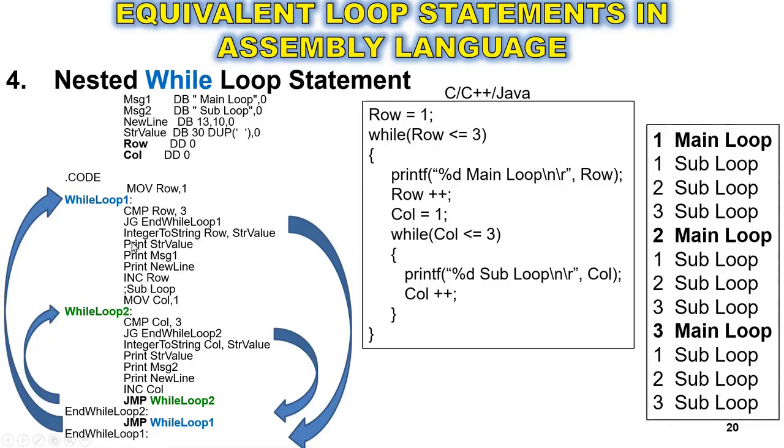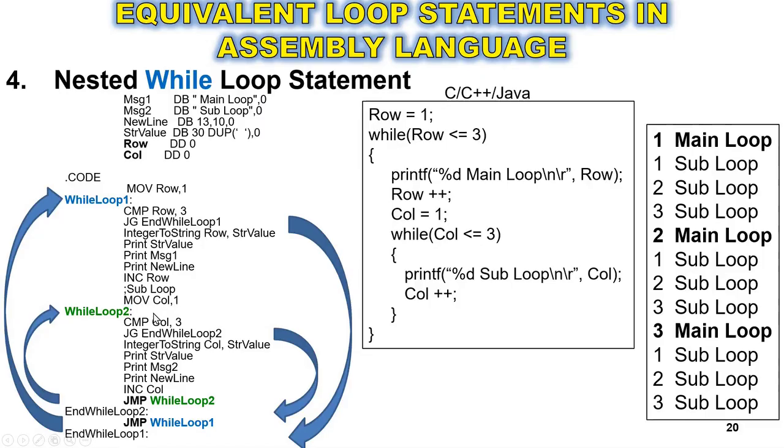Next, it will perform the rest of the body of our loop. It will convert integer to string the present value of that sentinel variable row, and then print it out, containing now 1, onto our console window. Next, it will print the value of message 1, main loop, followed by print new line. It will move the blinking cursor to the next line, and then next to that, we increment, or we add a 1 to the present variable row. So 1 plus 1, it will now become 2.